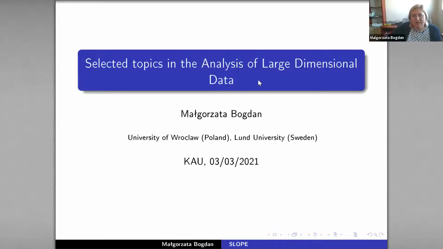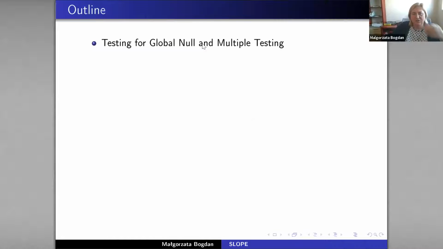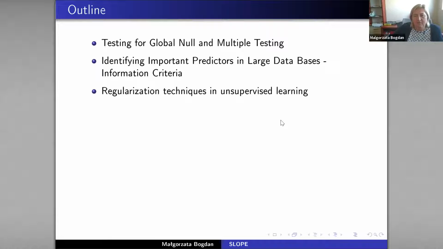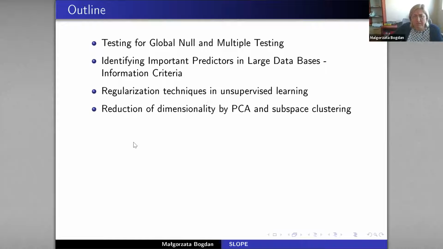I'm going to give you a series of lectures about selected topics in the analysis of large dimensional data. The plan is like this. We are going to split it into 4 parts. In the first part, I'm going to talk about testing for global null hypothesis and about multiple testing. In the second part, identifying important predictors in large databases based on information criteria. Then regularization techniques in unsupervised learning. And finally, reduction of dimensionality by PCA and subspace clustering. So this is the general plan.